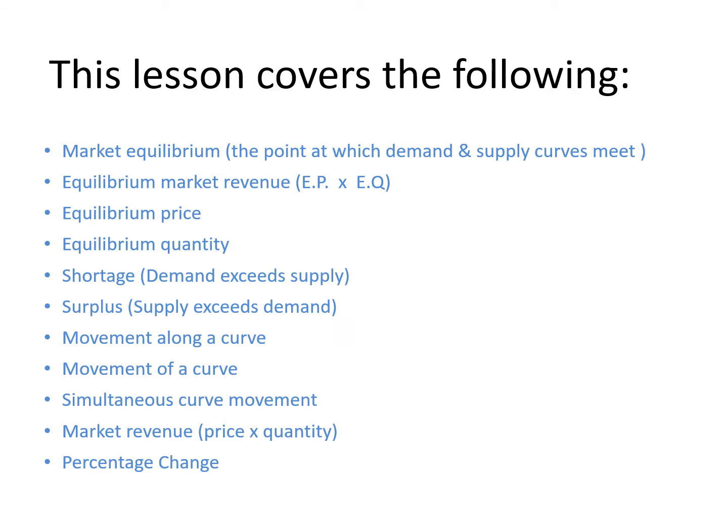In this lesson, we're going to cover the following: market equilibrium, which is the point at which demand and supply curves meet, equilibrium market revenue, equilibrium price, equilibrium quantity, shortage, surplus, movement along the curve, movement of a curve, and simultaneous curve movement, market revenue, which is the price multiplied by the quantity, percentage of change.